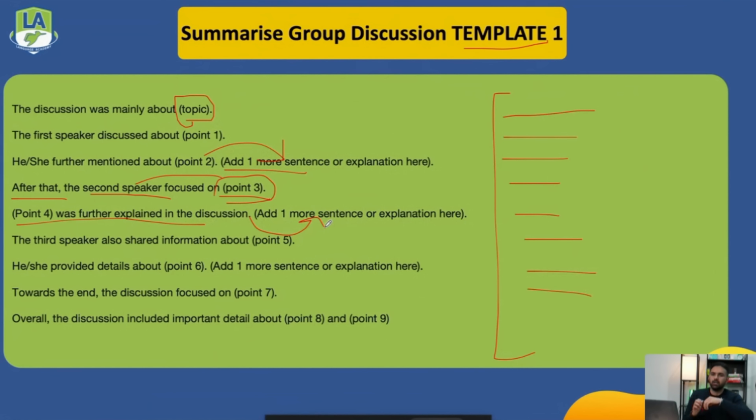If you have a short answer or if you just have 5, 6, 7 sentences, it will be very hard for you to reach around 90 seconds. The third speaker also shared information about, he provided details about point number 6, and then if you can add another sentence. Towards the end, the discussion was about this. Overall, the discussion included important details about point 8 and point 9.